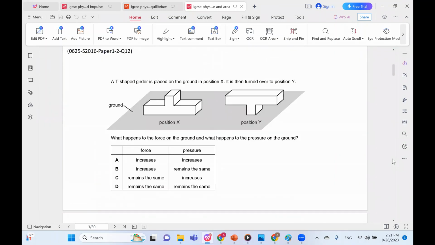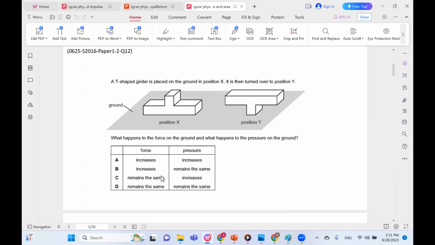So for the first question, we are told a T-shaped girder is placed on the ground in position X. It is then turned over to position Y. What happens to the force on the ground and what happens to the pressure on the ground? So the force on the ground is due to the weight of the girder, the object, whatever it is. By flipping the object, we do not really change its weight because the weight depends on the mass of the object and the force of gravity exerted by the Earth. So nothing has changed in terms of force. So the force has to remain the same.